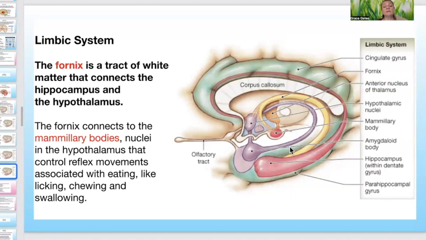So the fornix, it's a tract of white matter that connects the hippocampus and the hypothalamus. And as I said before, it connects to the mammillary bodies, the nuclei, and the hypothalamus that control reflex movements associated with eating, licking, chewing, and swallowing.